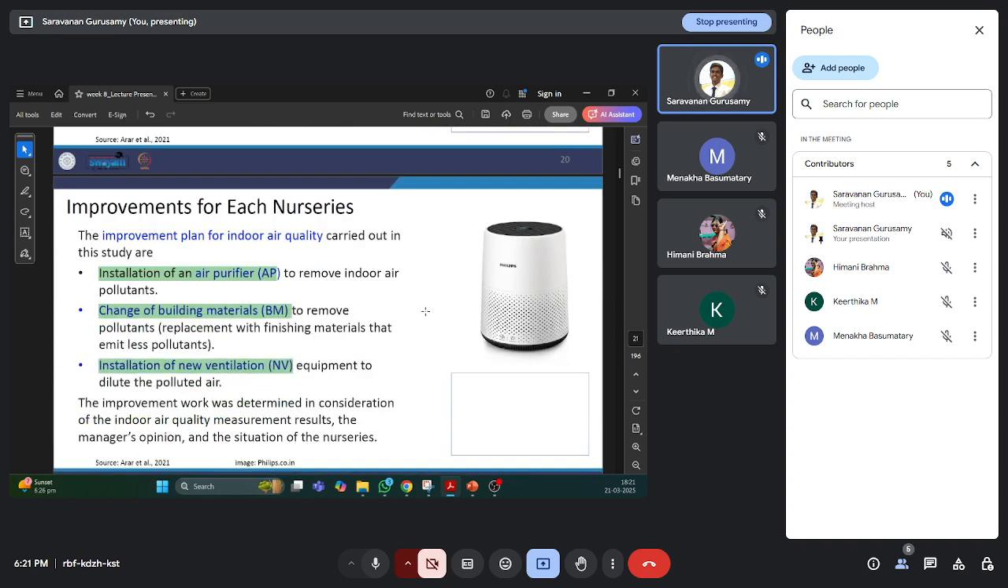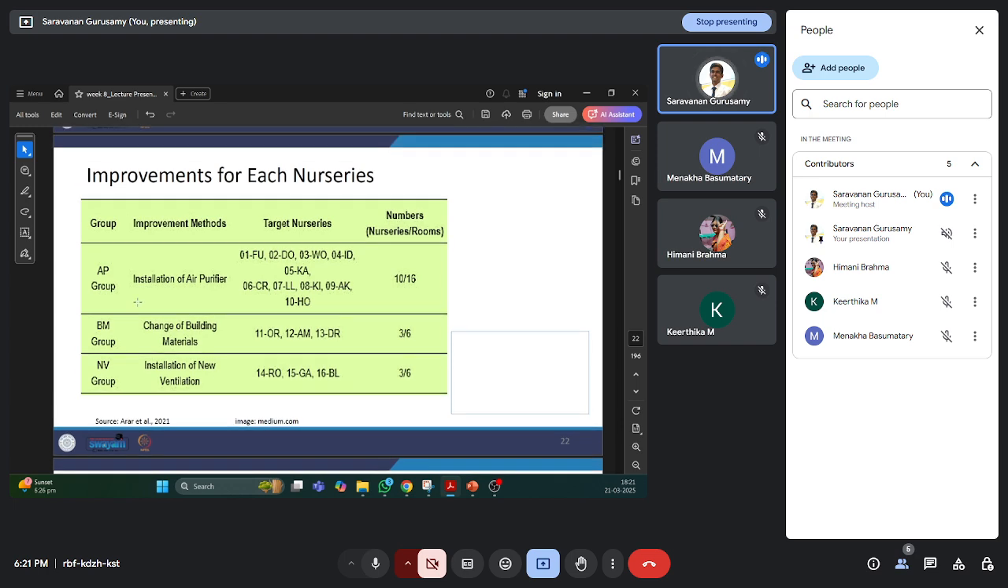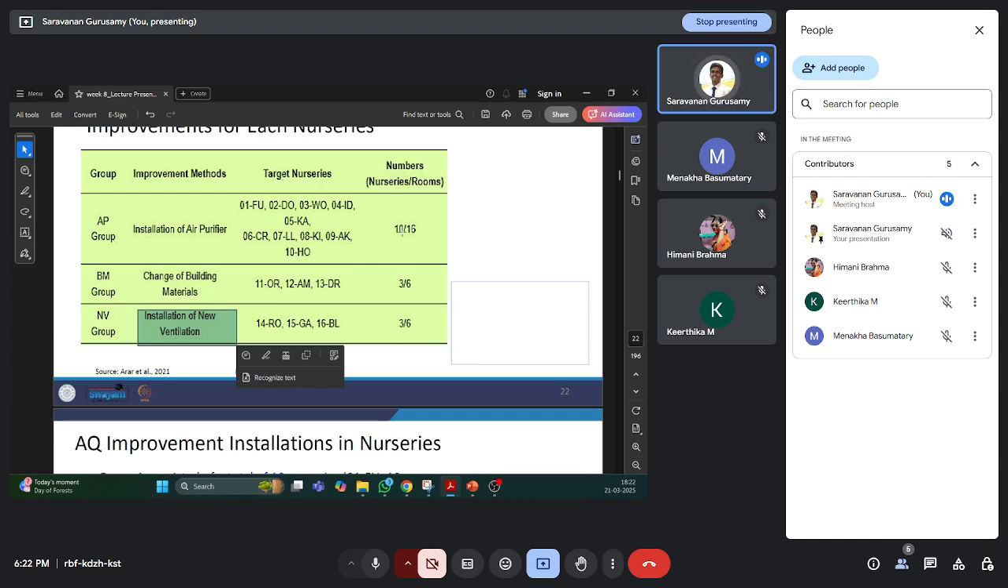So what can we do to improve the indoor air quality? They have suggested to install an air purifier to remove the air pollutants. Then change of building materials. As I mentioned, some of the furnitures and the teaching materials need to be changed, with replacement of the finishing materials. And installation of a new ventilation system to dilute the polluted air. You got it. So there are three groups. Installation of air purifier is the AP group, building material change is the BRIM group, and new ventilator installation is the NV group. So all these things they have installed in a number of nursery buildings.